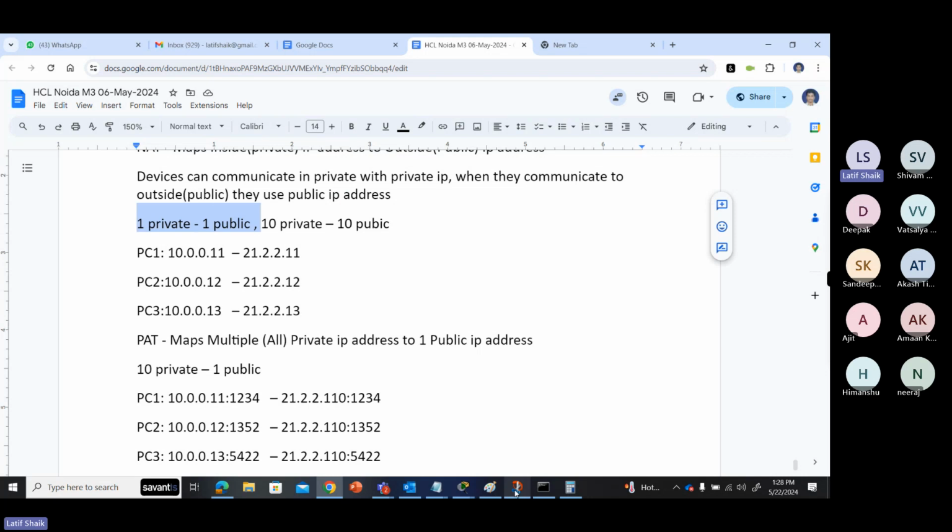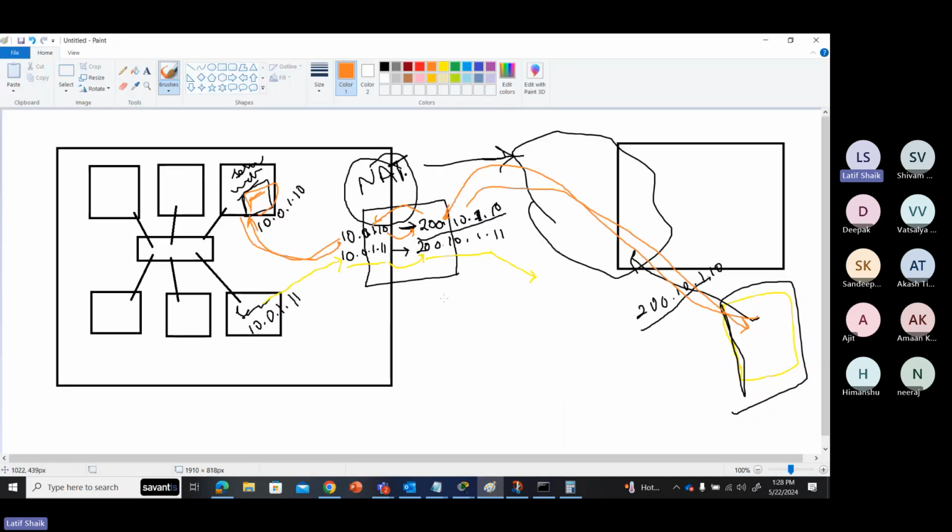So guys, where is this diagram? How many public IPs are required to communicate publicly? I presently have 2 private IPs. So if 2 private devices should communicate publicly, I need 2 public IP addresses only.